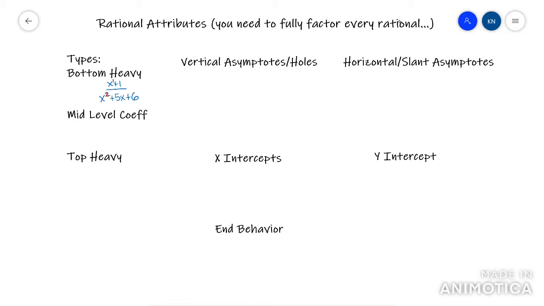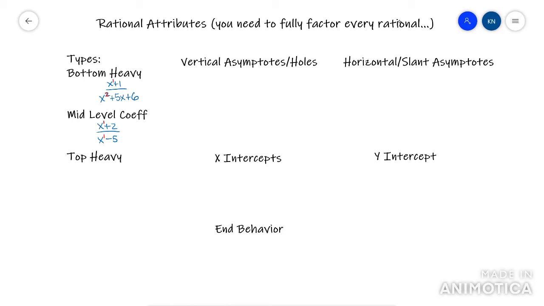The next type is a mid-level, and then I say the word coefficient. You'll see why later, but mid-levels are generally something like this. Look at the exponents here. You have a 1 on top and a 1 on bottom. When they match, it's a mid-level coefficient rational.